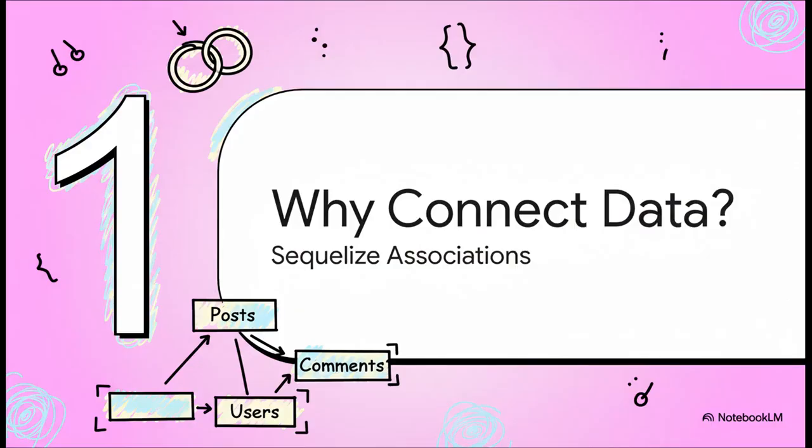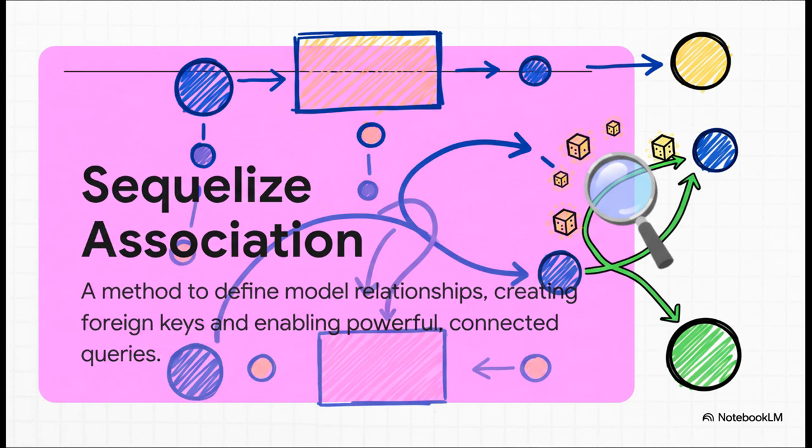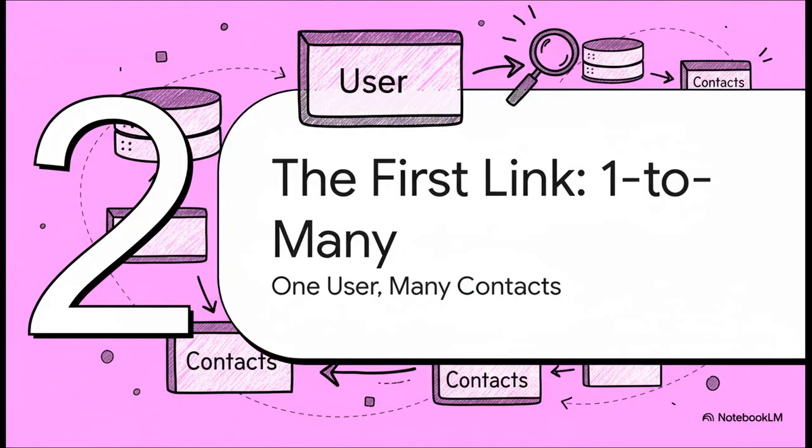All right, let's kick off with section 1, why connect data. This is all about laying the groundwork. Think of associations as the way we teach our code to understand the same real-world relationships that we see in our database. So, what is a Sequelize association really? At its heart, it's just a way to define the relationship between your models. When you declare one, Sequelize does two crucial things. It sets up the foreign keys to keep your data consistent, and it unlocks a ton of powerful new ways to query that data. We're going to be focusing on the big three: hasMany, belongsTo, and belongsToMany.